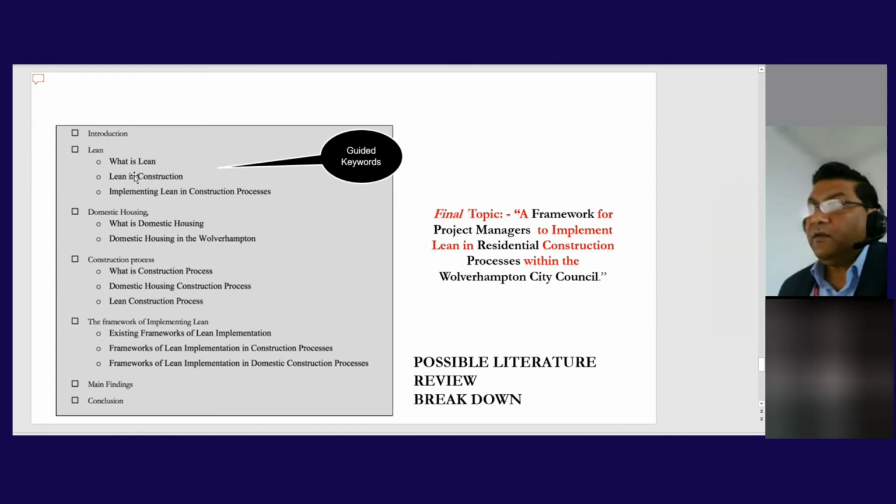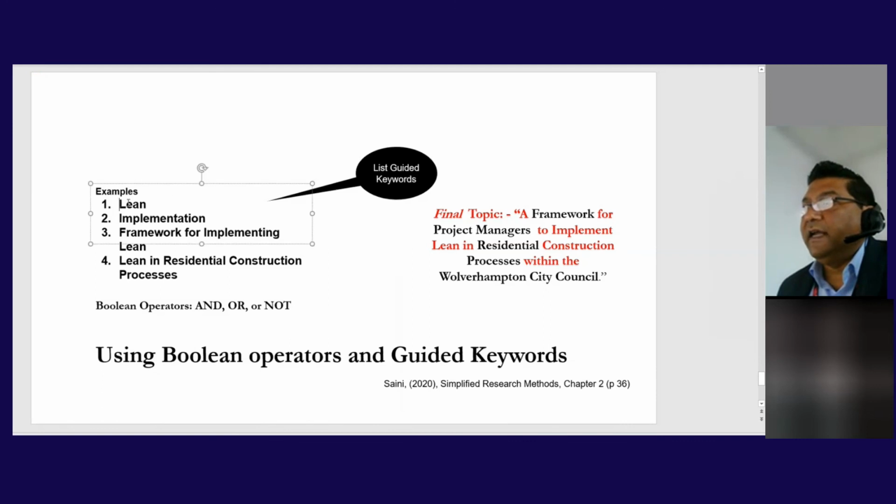When you have all those headlines and the structure available, you can use those as the keywords to search for the articles. You can use keywords like lean implementation, framework for implementing lean in residential construction, and you can use the Boolean operators and, or, not when you are searching on Google or any search engine.